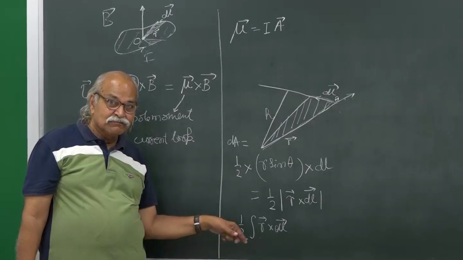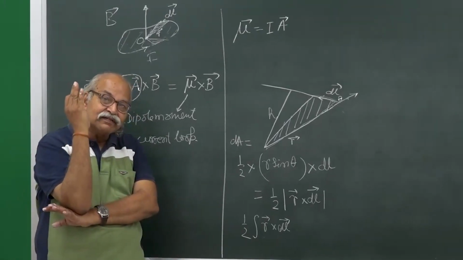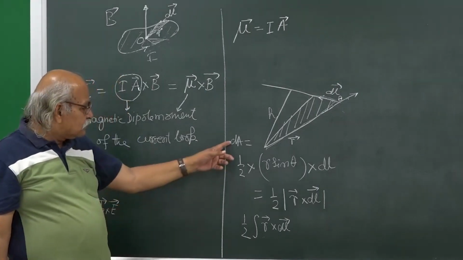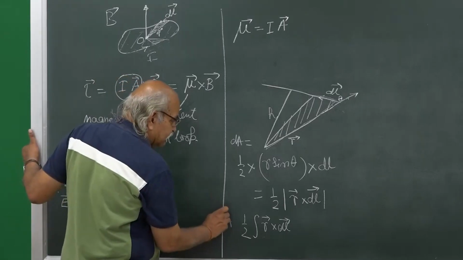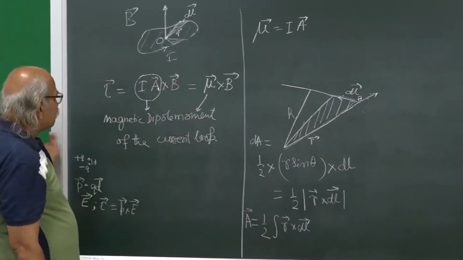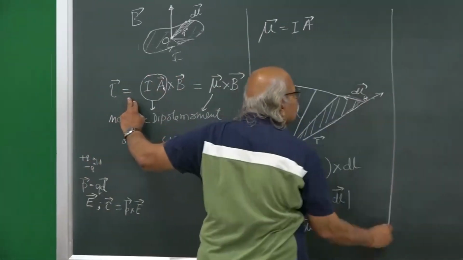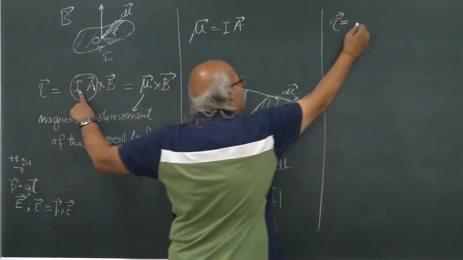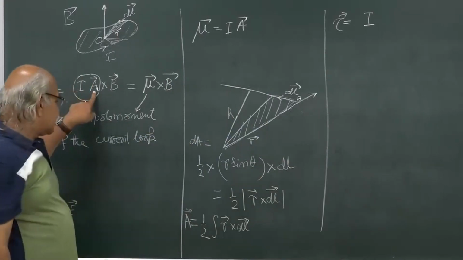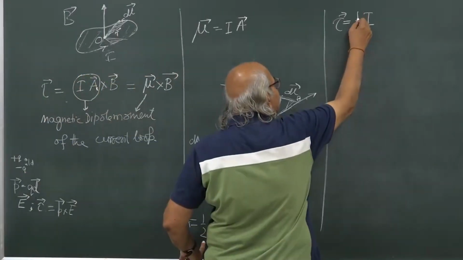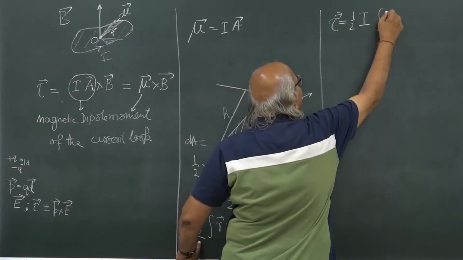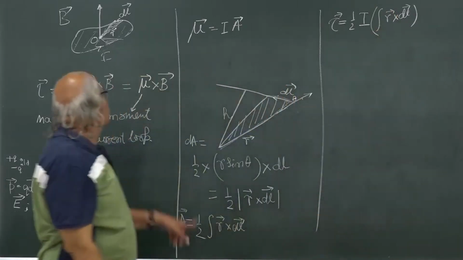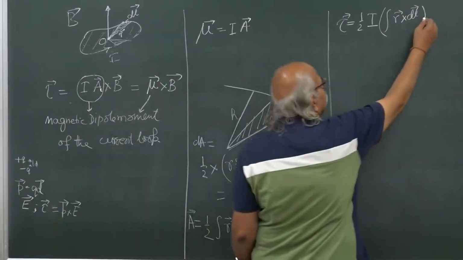It's the same, because all these elementary area vectors are in the same direction. So, they just add up arithmetically. So, this is your A vector. A vector you can write it like this, and therefore, this expression now becomes torque is equal to I into area vector A. Area vector is half integration of r cross dl, and then cross B.